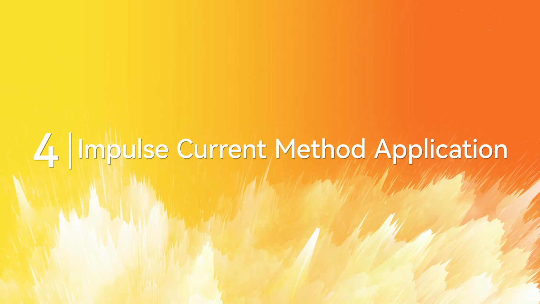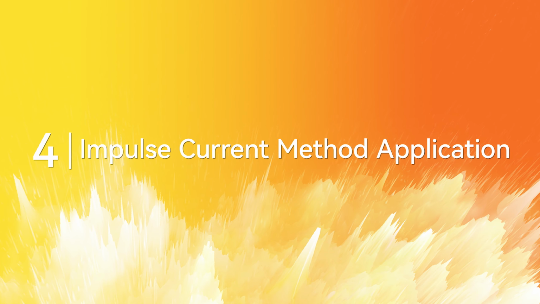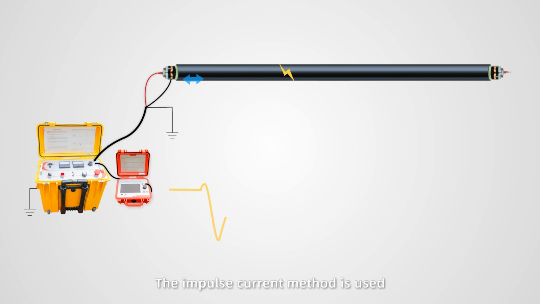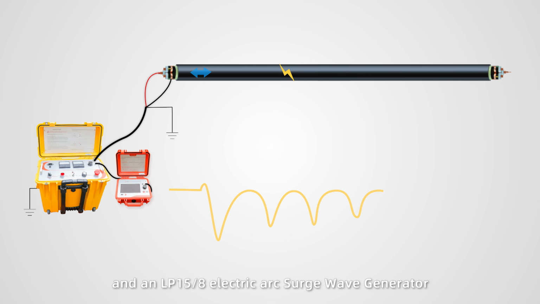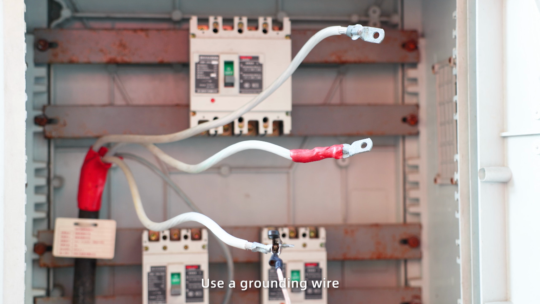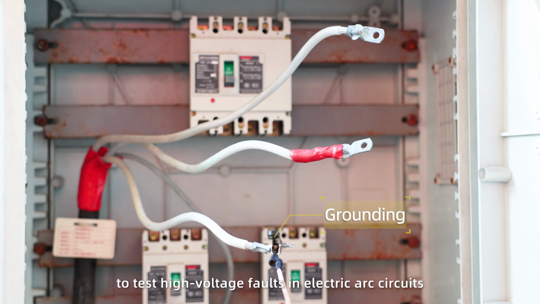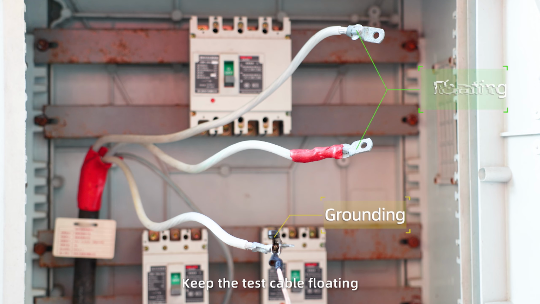4. Impulse current method application. The impulse current method is used to test high voltage faults in electric arc circuits. It requires a WL20 waveguide reflector and an LP15-8 electric arc surge wave generator. Use a grounding wire to ground the non-test direction of the faulty electric arc circuit. Keep the test cable floating.